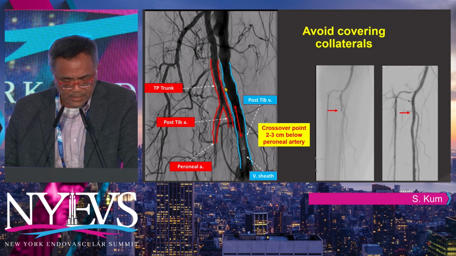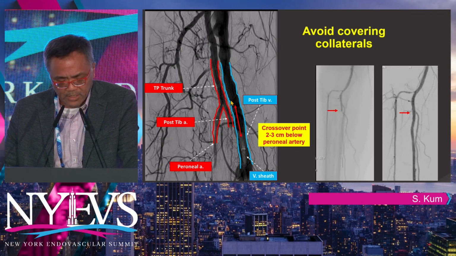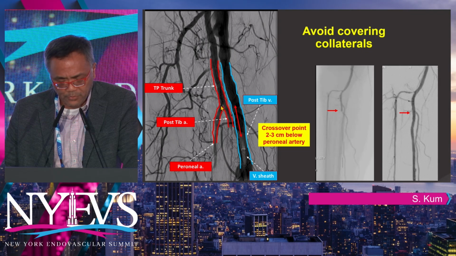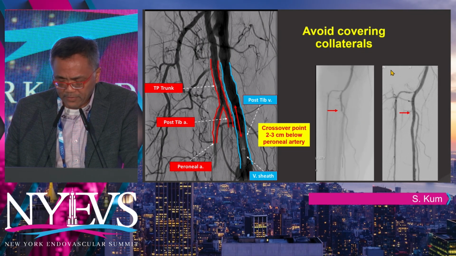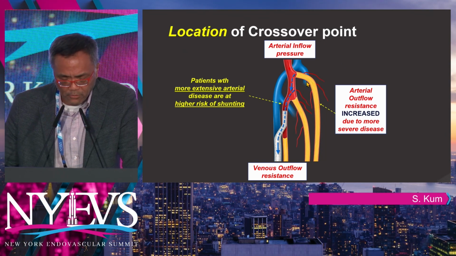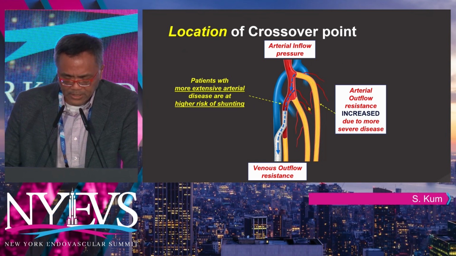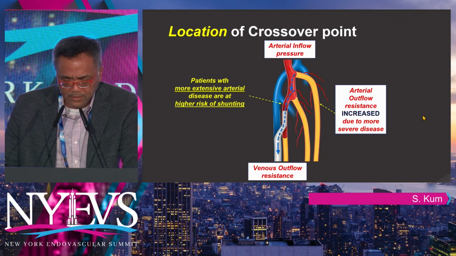We cross in this case about 3 centimeters, or at least 3 centimeters, below the lowest collateral, which is a peroneal artery in this case. Try not to cover existing collaterals as in this. Location of the crossover: patients with more extensive arterial disease, we tend to want to cross a little bit more distally to prevent a steal syndrome.